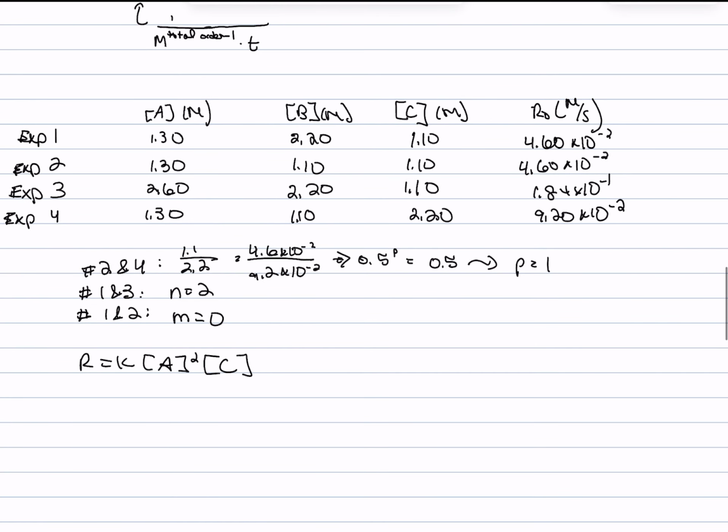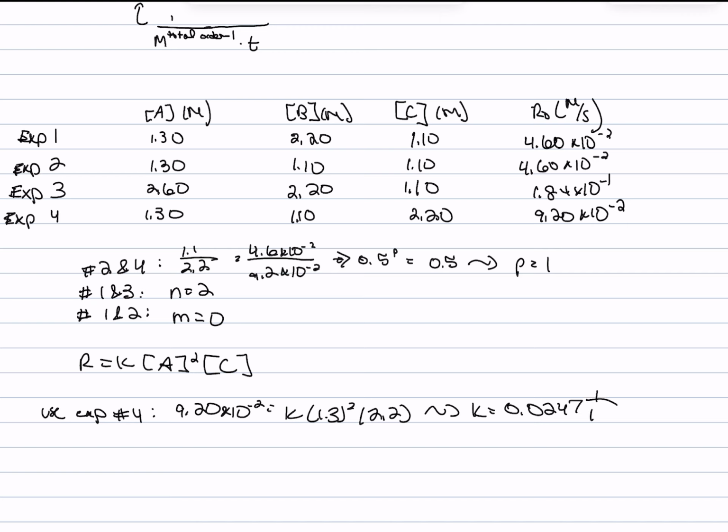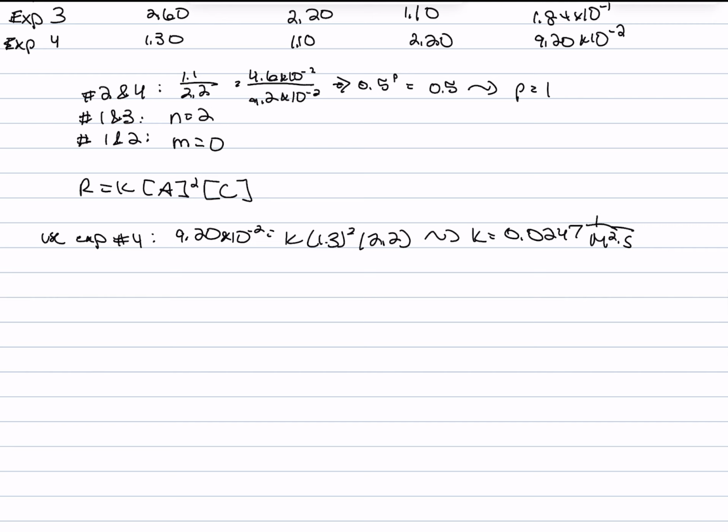And we can then solve for k. So for example, using experiment 4, we have 9.20 times 10 to the negative second is equal to k times 1.3 squared times 2.2. Then solving for k, we get 0.0247. Since the total order can also be seen as the sum of the exponents, it's 2 plus 0 plus 1, and that equals 3. 3 minus 1 is 2, and so that means the units for k must be 1 over M squared times seconds.